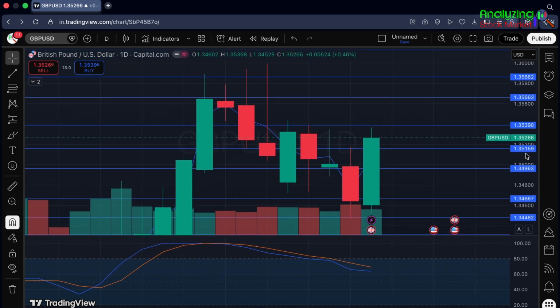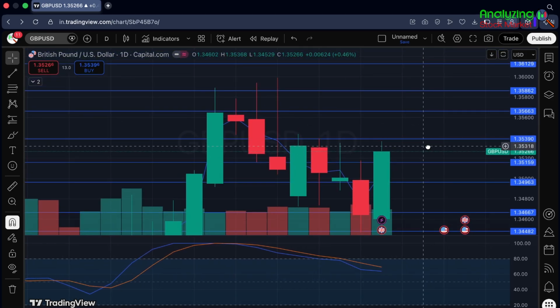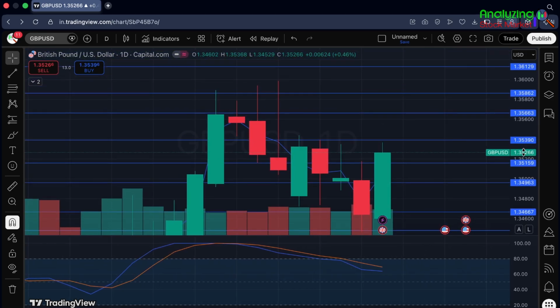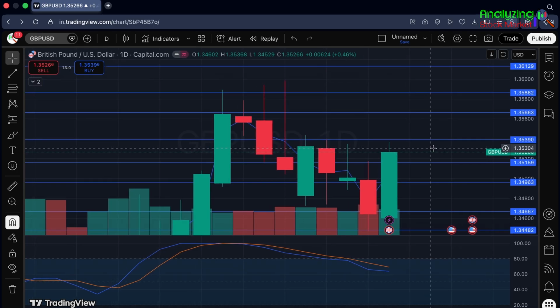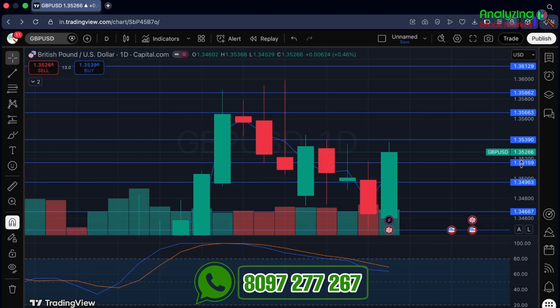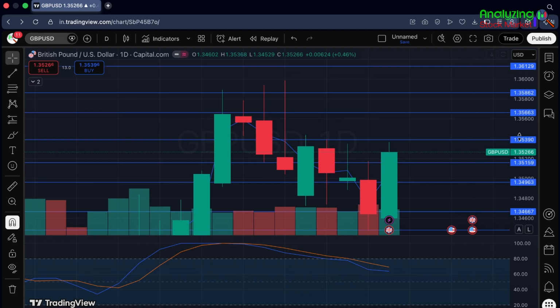Currently, important support zones and resistance zones are already marked during the previous week's analysis. So we don't need to mark any new levels. Let's straight away talk about the closing first. So here, 1.35266 is the closing. The direct support is 1.35159. Direct resistance is 1.35390. After direct support, there is a support of 1.34963 and then 1.34667. After direct resistance, there is a resistance of 1.35663 and then 1.35862. So these are the important support zones and resistance zones which will help you to take better stop loss and target levels according to your bias for this week.